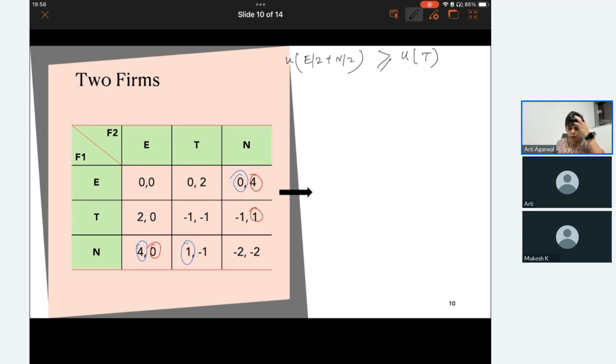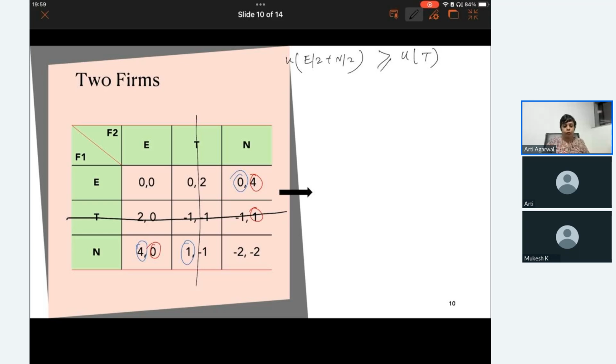It's the same value. Now, if the other guy is playing T, then I have 0 plus 1, which is half, compared with minus 1, which is greater. If the other guy is playing N, I have the option of 0 and minus 2 divided by 2, which is minus 1, which is just the same as minus 1. So we can eliminate T. And similarly, by symmetry, this guy also gets eliminated.